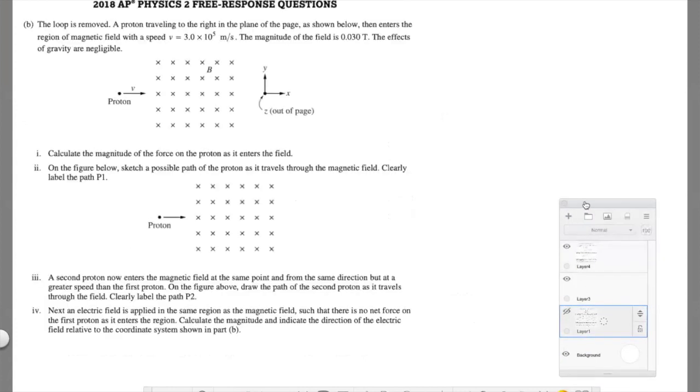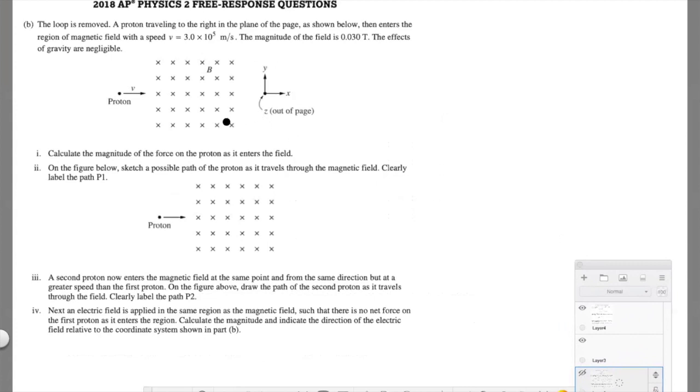Okay, let's go to the next part. So the loop is removed and a proton is traveling to the right in the plane of the page as shown. It enters a region of magnetic field with a velocity of 3 × 10⁵. The magnitude of the field is 0.03 Tesla. Effects of gravity are negligible. Calculate the magnitude of the force on the proton as it enters the field.